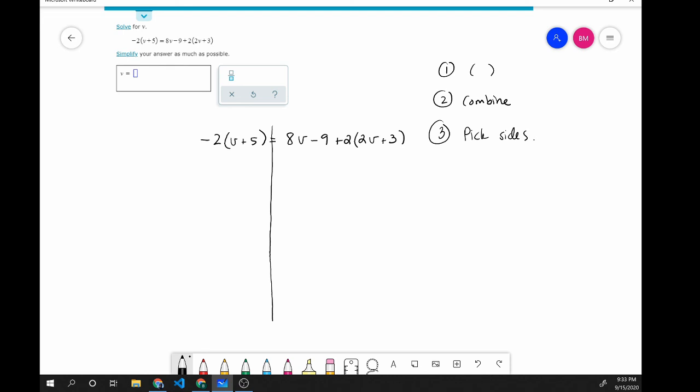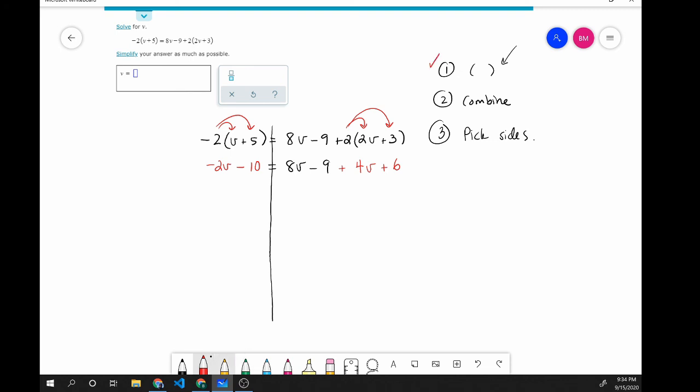Okay, now my real step 1, I've written up here in a little shorthand, is just parentheses. So I'm going to take care of any parentheses I have. I see I have 2 sets. So negative 2 times v is negative 2v, and negative 2 times positive 5 is negative 10, but you wouldn't write plus negative, you just write minus as a negative. So equals, the rest of this will stay the same for now. And then over here, 2 times 2v is a positive 4v, and then 2 times 3 is a positive 6. All right, that step is out of the way.